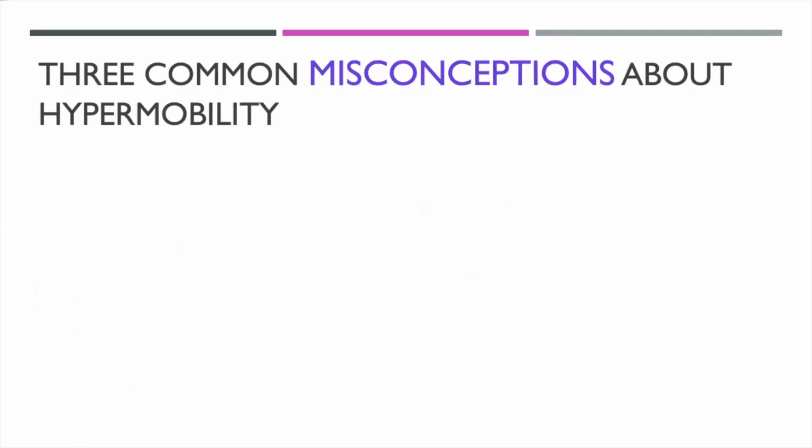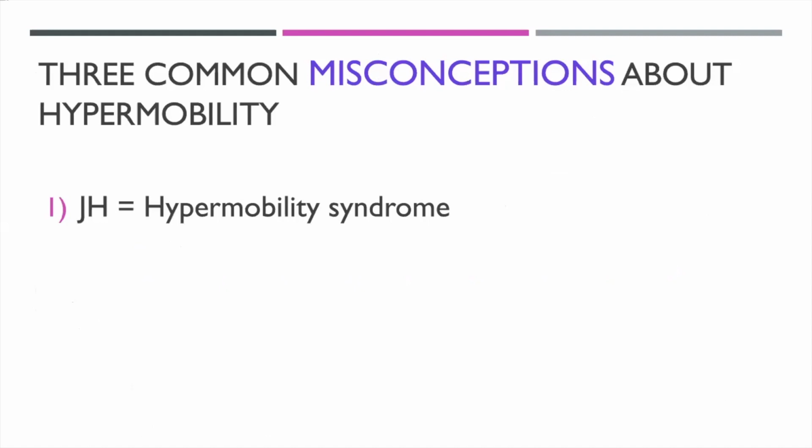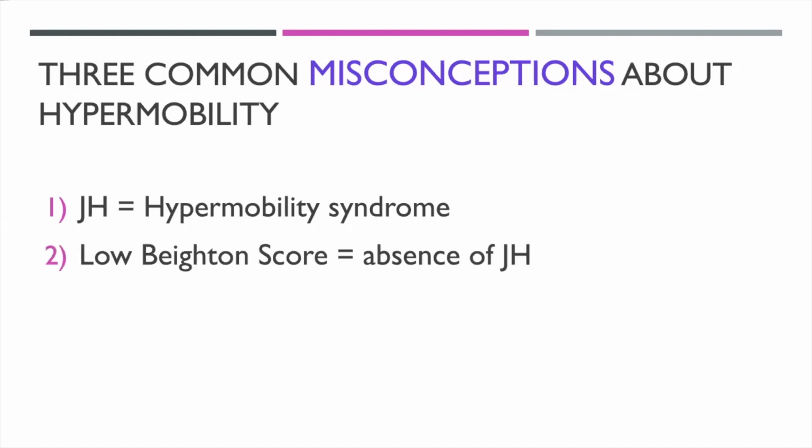And there are 3 very important misconceptions to know about hypermobility. One is that joint hypermobility equals hypermobility syndrome. And this is simply not true. Lots of people have joint hypermobility, but they don't have symptoms. Therefore, they don't have a hypermobility syndrome. And the second misconception is that if you have a low Beighton score, and we'll go into that in a little bit, they don't have joint hypermobility.